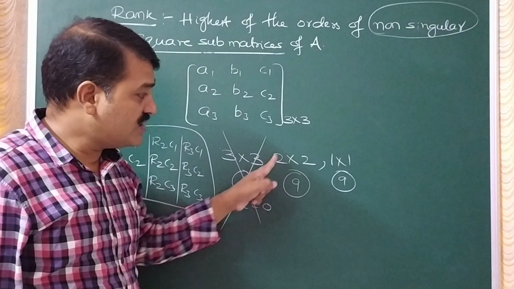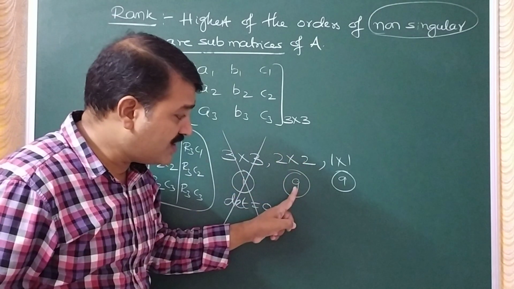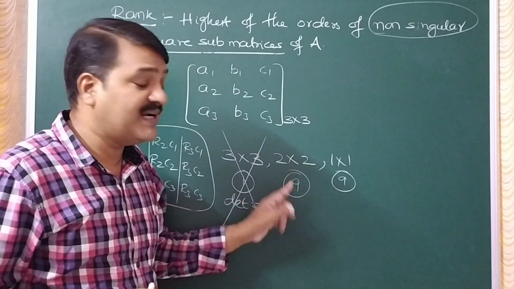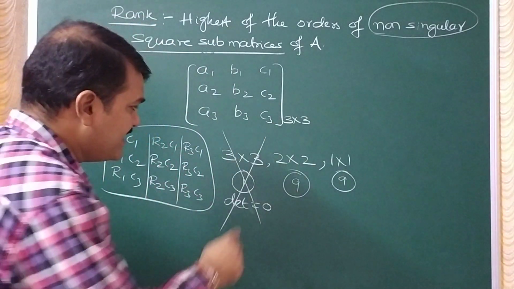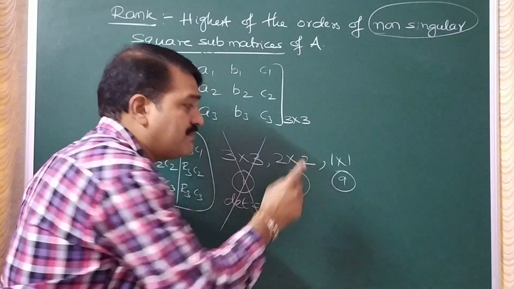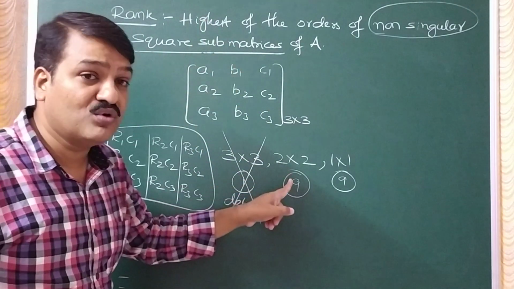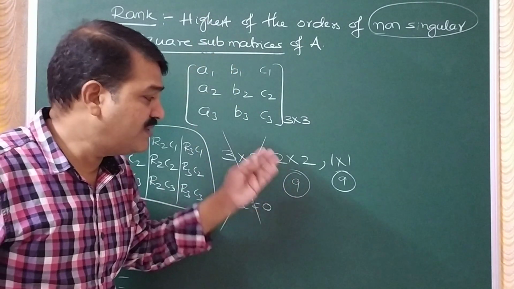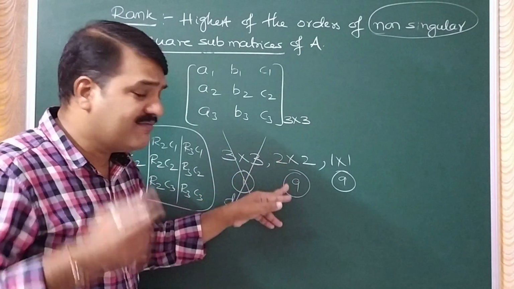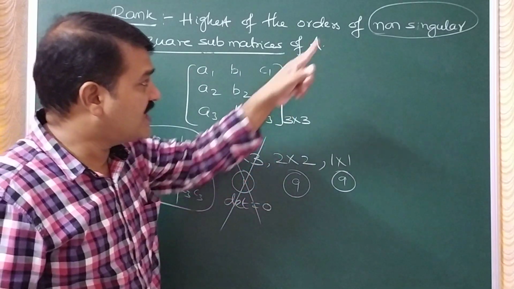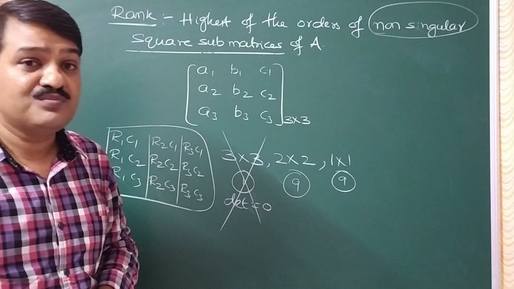So in these 2 cross 2 submatrices you have 9. If at least one of these 9 2 cross 2 submatrices is non-singular, at least one, you need only one, then the highest order will be 2 only. Highest order means you need only one. You don't need to search all. So if you can find only one which is non-singular, then this becomes the highest order, rank becomes 2.